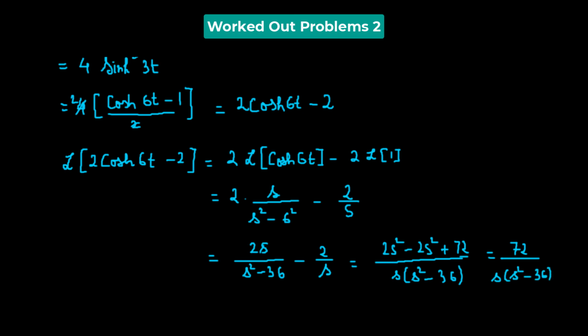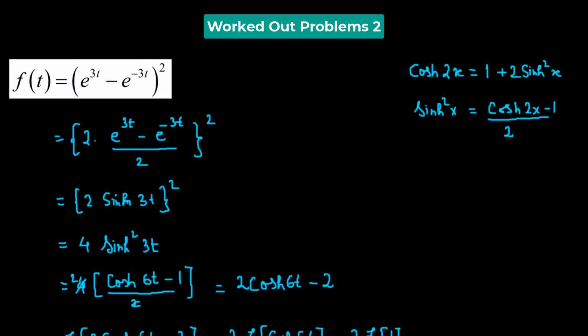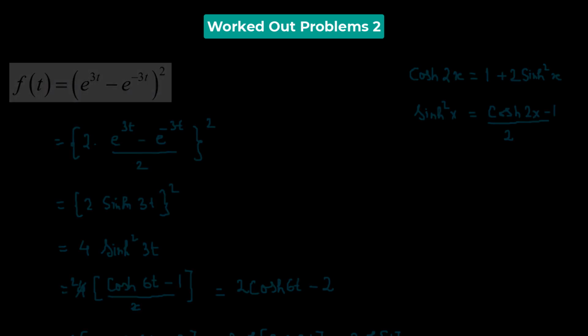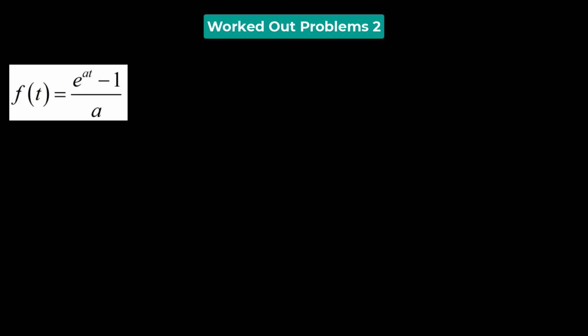So that gives us 72 divided by s times s squared minus 36. So this is the second method of determining the Laplace transform of the function f of t equals e raised to the power of 3t minus e raised to the power of negative 3t, whole squared. So here we have the function e raised to the power of at minus 1, divided by a. So let's find the Laplace transform of this particular function.